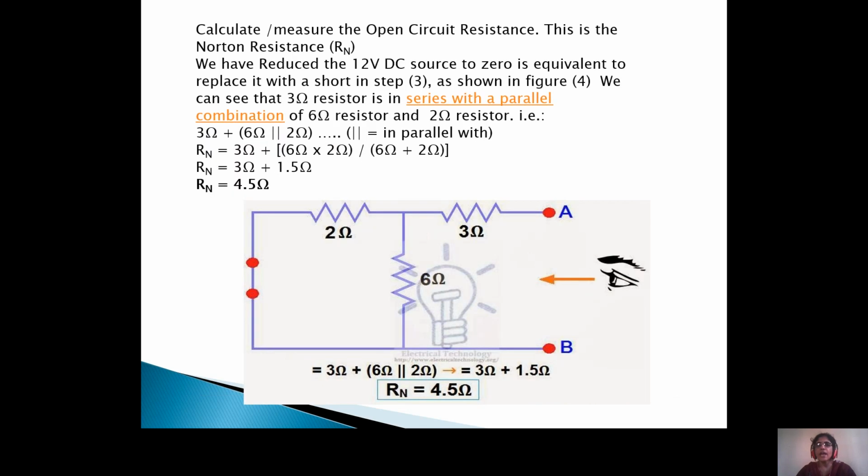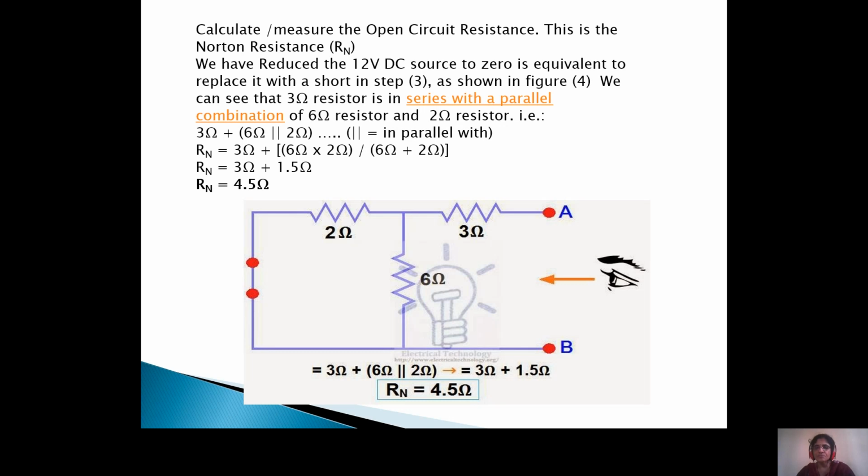Next, now you have to calculate the open circuit resistance. So then you have to find out the Norton's resistance. Wherever you have to find, you have to open that, and whatever the voltage source is there, you have to short it. So we have to reduce the 12 volts DC source to 0 and replace it with a short circuit, step 3 as shown in the figure. We can see the 3 ohm resistor is in series with a combination of the 6 ohm resistor.